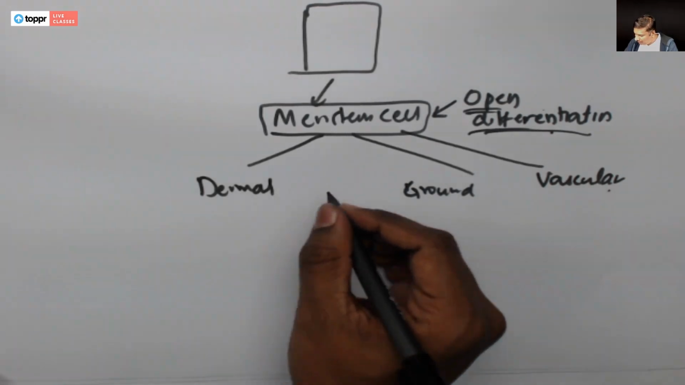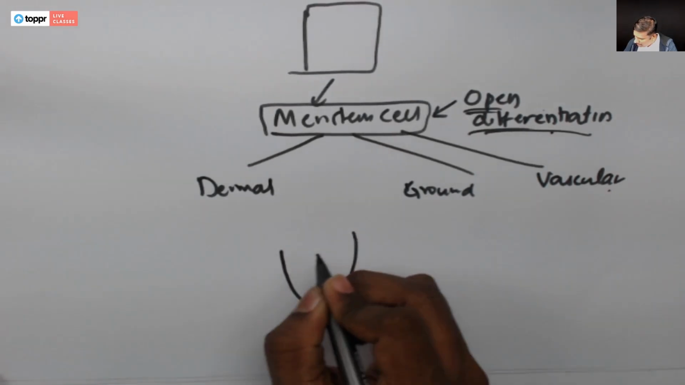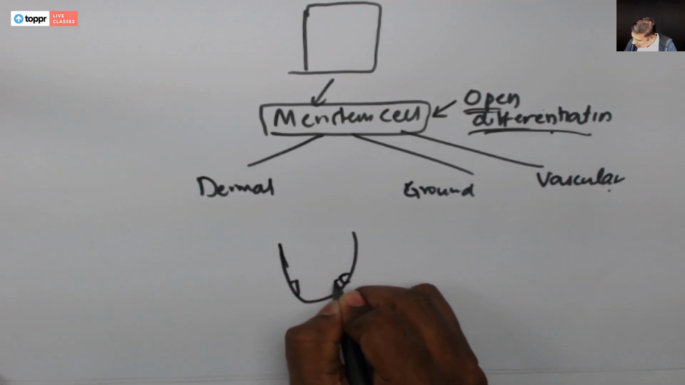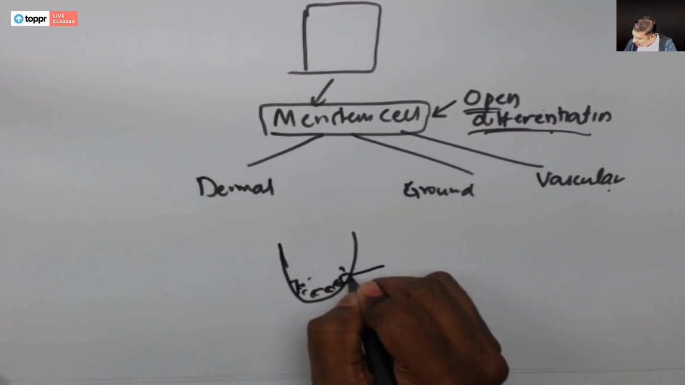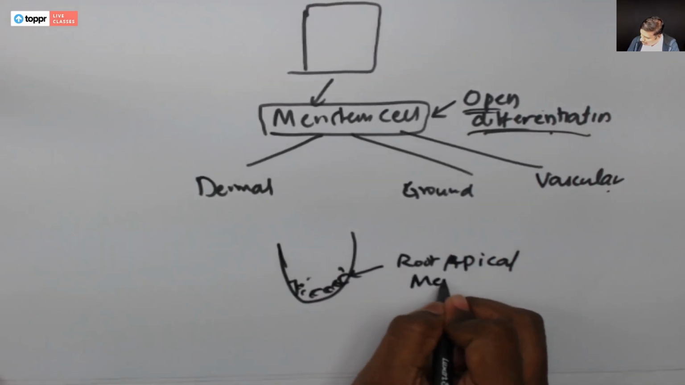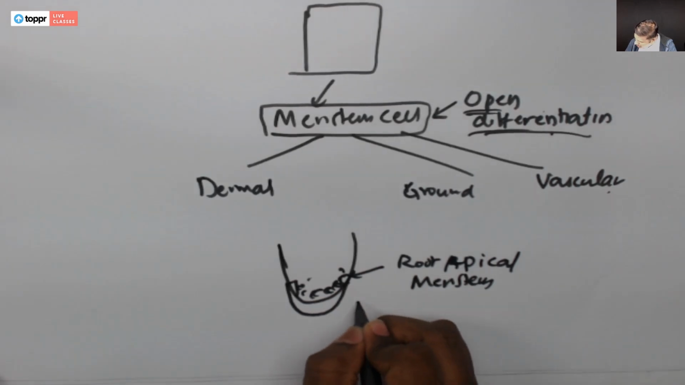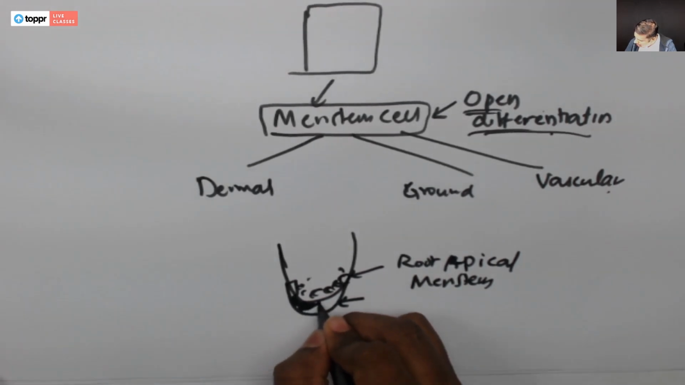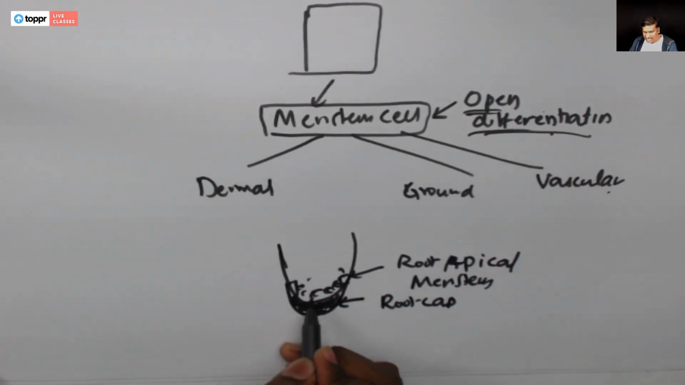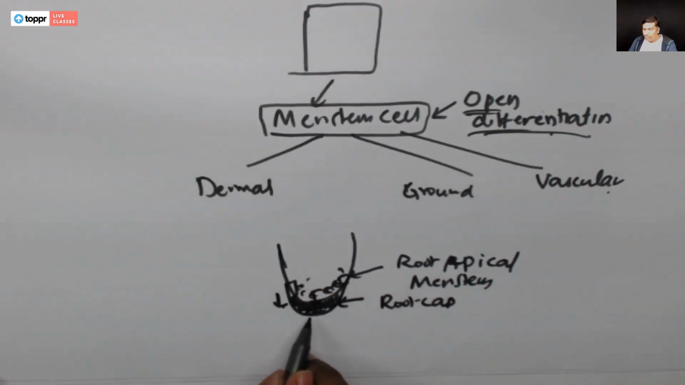Now, if it is open differentiation, how do they actually commit to one kind? For instance, you have your root apical meristem. I showed you the diagram yesterday. The tip of the root has many cells which are actively dividing, which we call the root apical meristem. Below the root apical meristem, you will see the root cap. The meristem cells which are dividing here are pushed down to form the root cap.